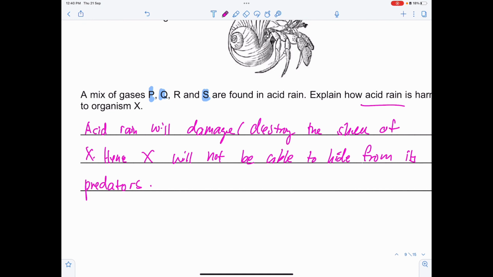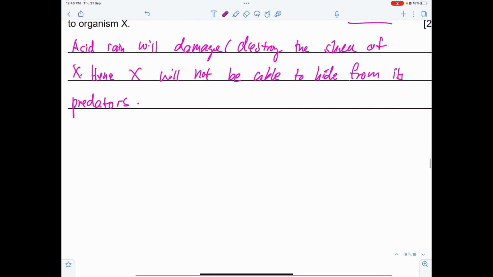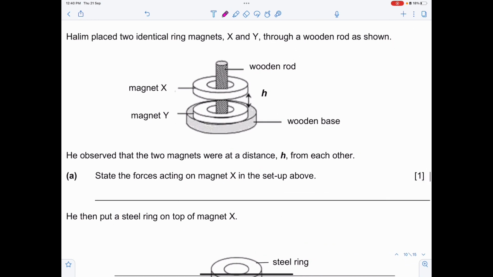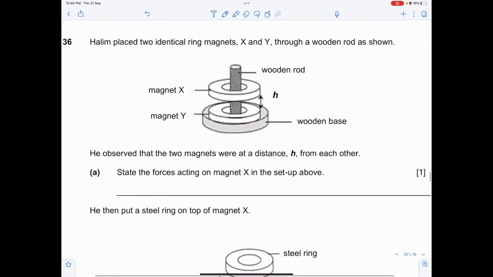Next. Harlin placed two identical metal rings X and Y through a rod as shown. He observed the two magnets were at distance h. So this tells me that it's actually repulsion between these two. So no need to say it is magnetic because they are both magnets, so they have poles.